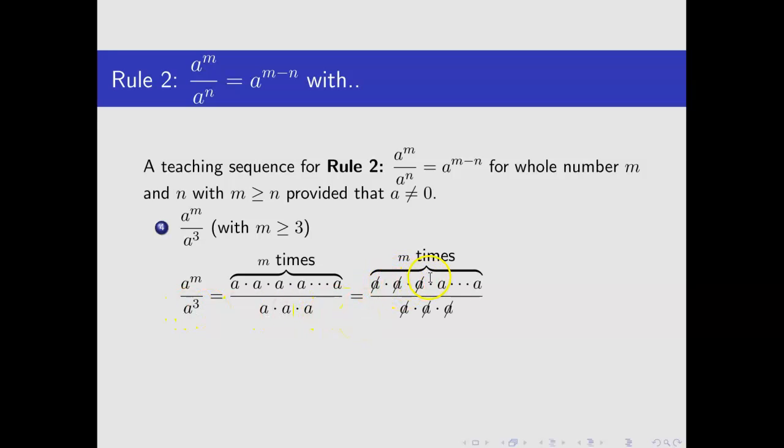We are going to cancel the ones that are in common between numerator and denominator. And then we need to figure out how many a's are left. Well, we started out with m. We got rid of 3 of them. So we have a to the m minus 3. And finally, that leaves us with our rule, a to the m over a to the n, and we're going to end up with a to the m minus n, which is our rule 2 when we're finished.